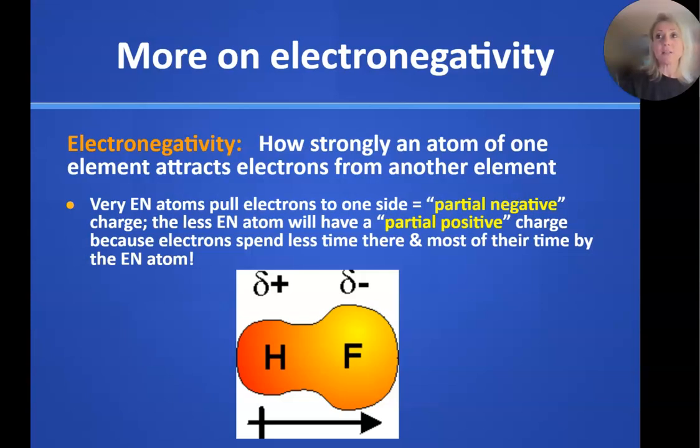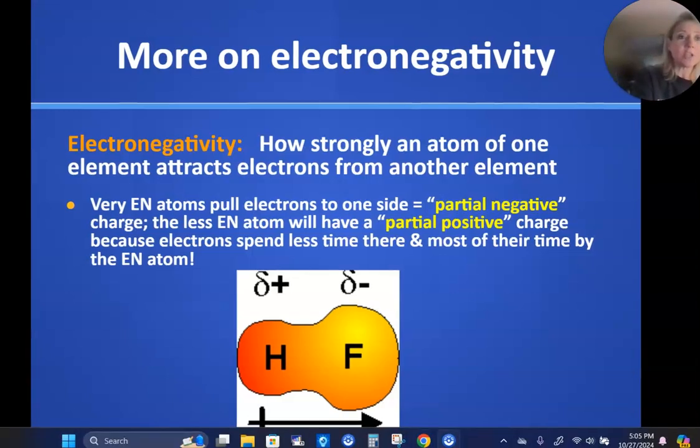All right, a little bit more on electronegativity. So remember that the definition of electronegativity is how strongly an atom of one element attracts electrons from another element. Remember that very electronegative atoms are going to pull electrons toward it, and it's going to have a partial negative charge, and that's what we have right here. So fluorine is the most electronegative element on the periodic table, so it's always going to win. It's always going to pull electrons toward it. But remember, it's only a partial negative charge because it's not taking the electron from hydrogen, it's just borrowing it for a little while. And likewise, hydrogen then is going to have a partial positive charge. Why? Because fluorine is borrowing its electron for a lot of the time. Hydrogen isn't giving it its electron, it's just lending it out for a little bit.